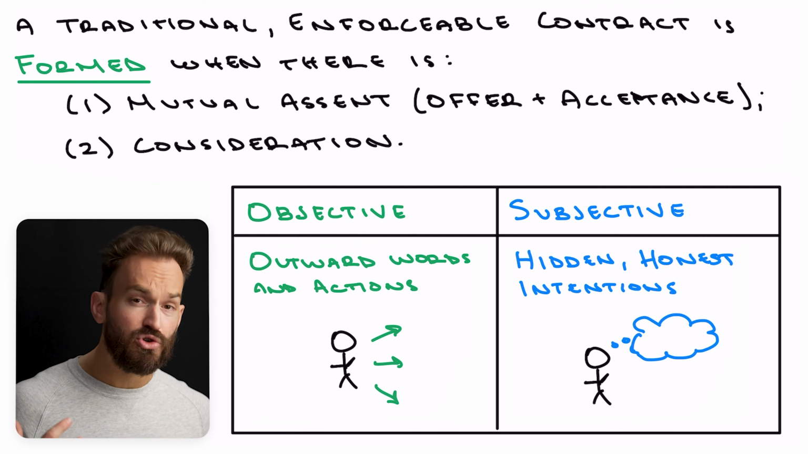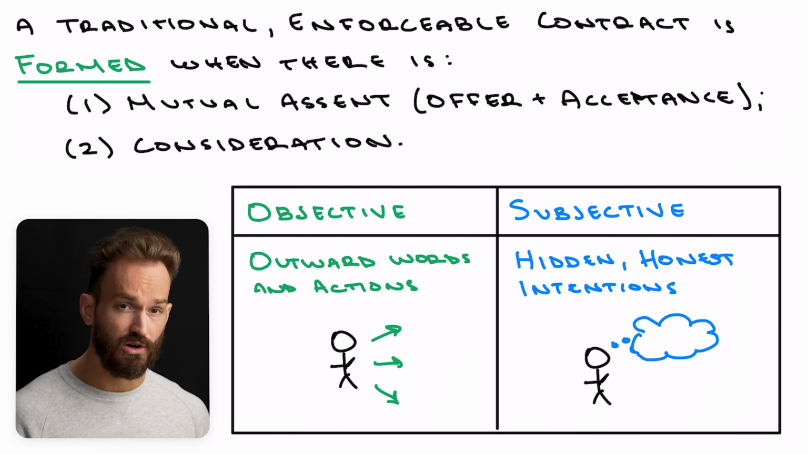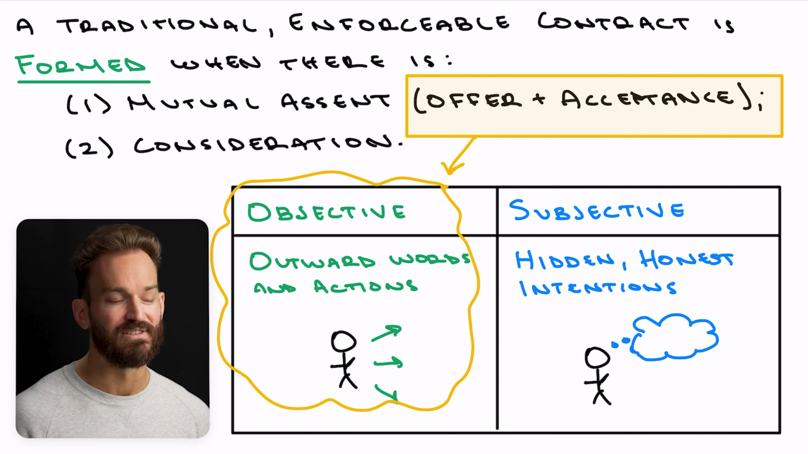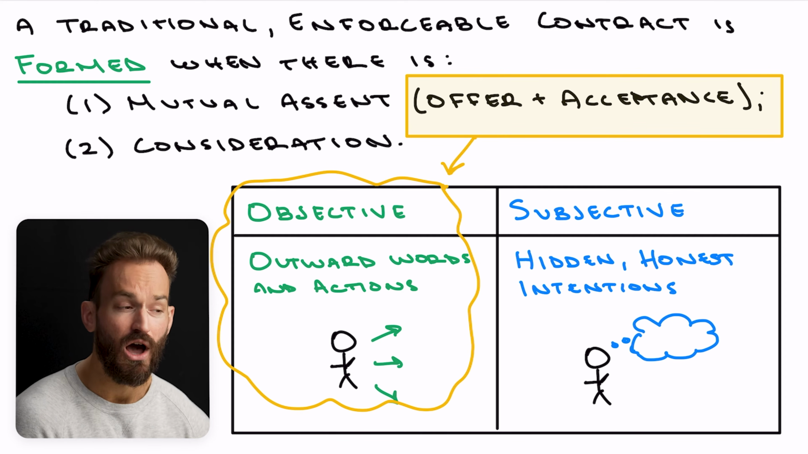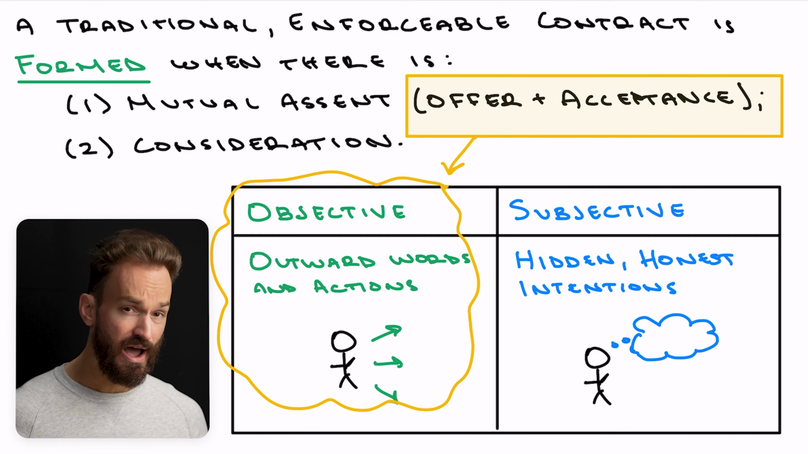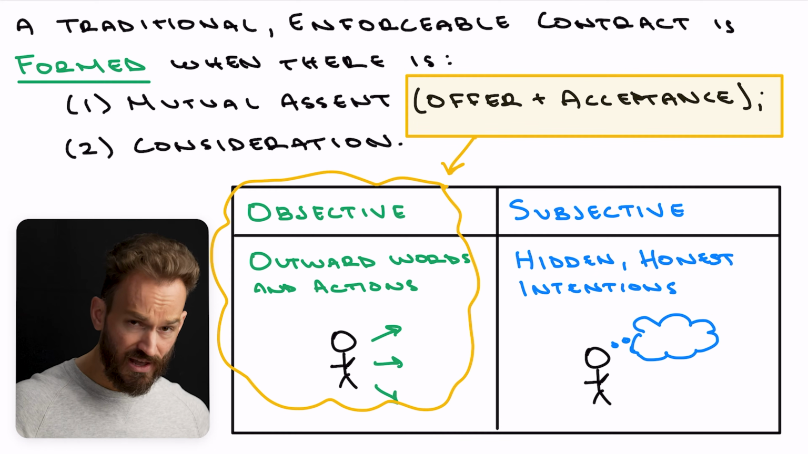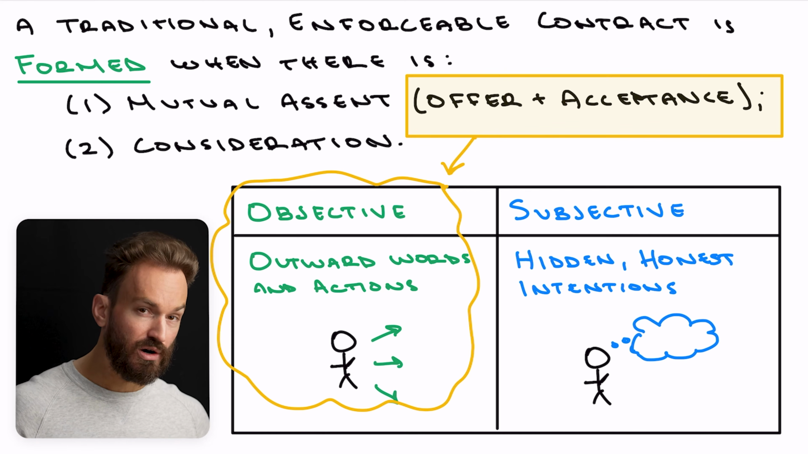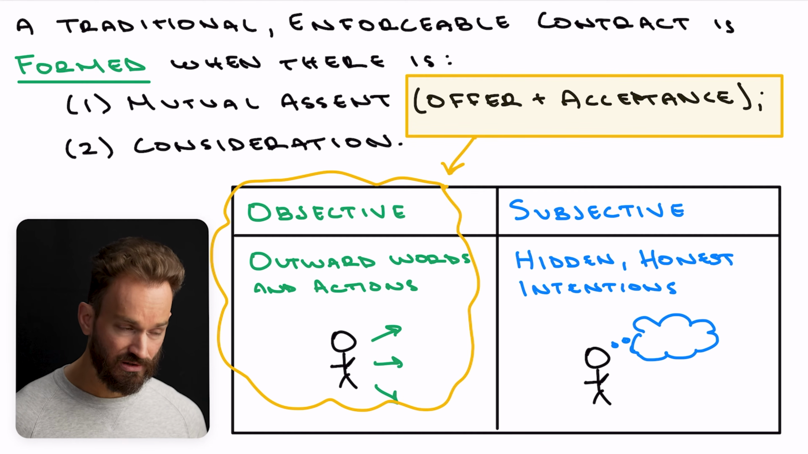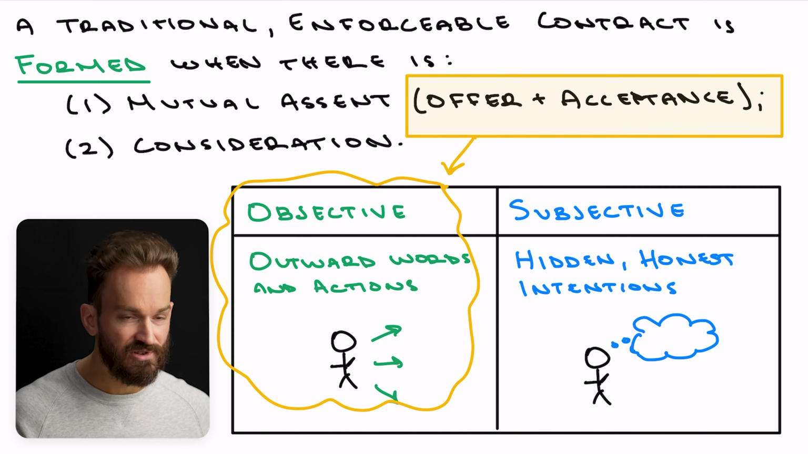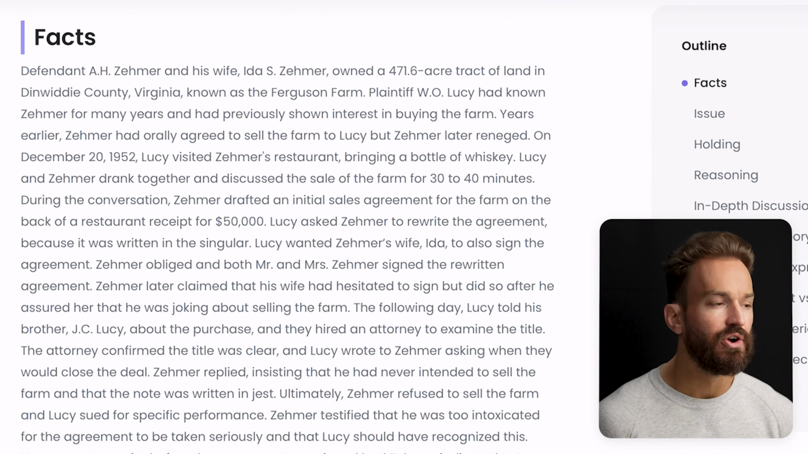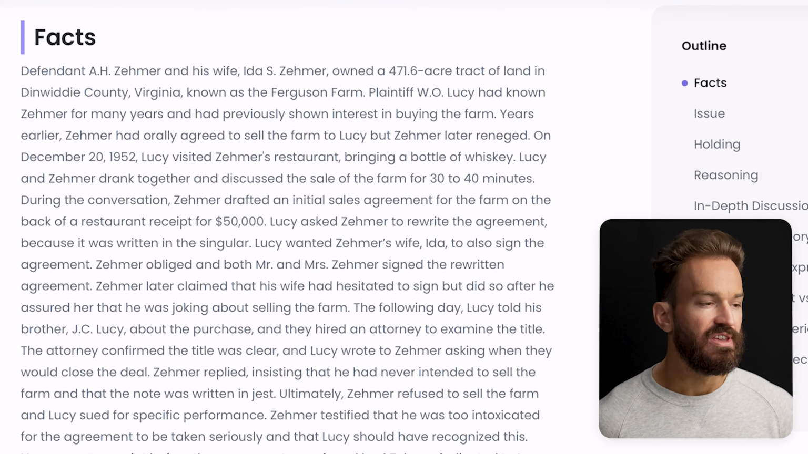When we're thinking about mutual assent as a requirement to contract formation, we need a meeting of the minds. This is an objective test. This is really well established in contract law. When we're trying to determine whether we have a meeting of the minds, a true offer and acceptance, we look at the outward words and actions of the parties, not their hidden internal intentions. Okay, it's an objective test. With all of that in mind, let's jump into the facts here for Lucy v. Zehmer.